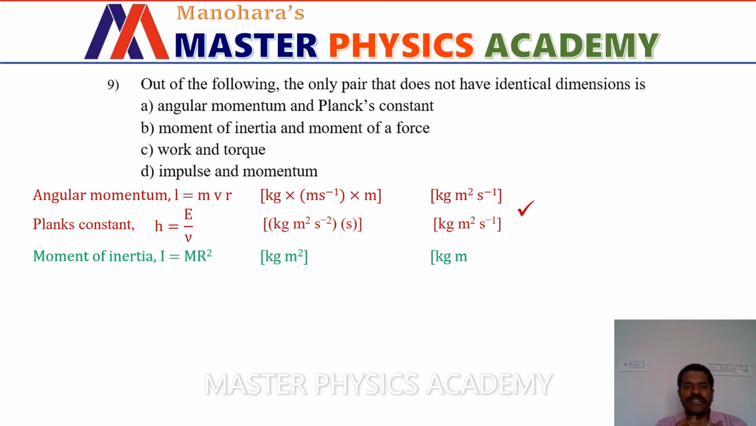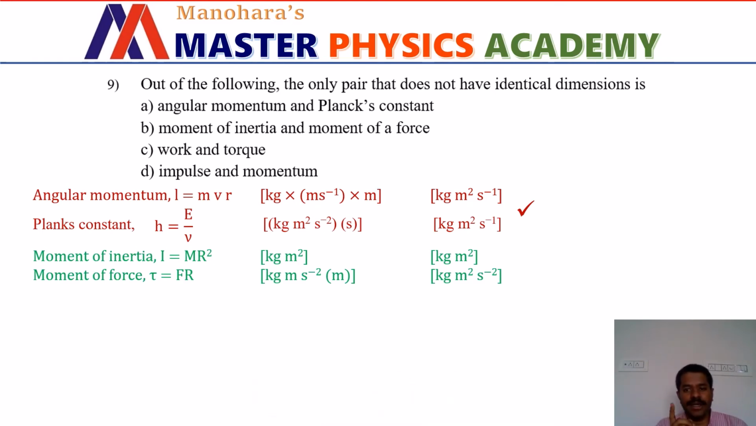Now, let us go to the second pair. Here, moment of inertia for a point object is generally given by mass into radius squared. Hence, its unit becomes kg meter squared. But the torque is defined as force into position vector. Hence, its unit becomes kg meter squared per second squared. They don't have the same dimensions.